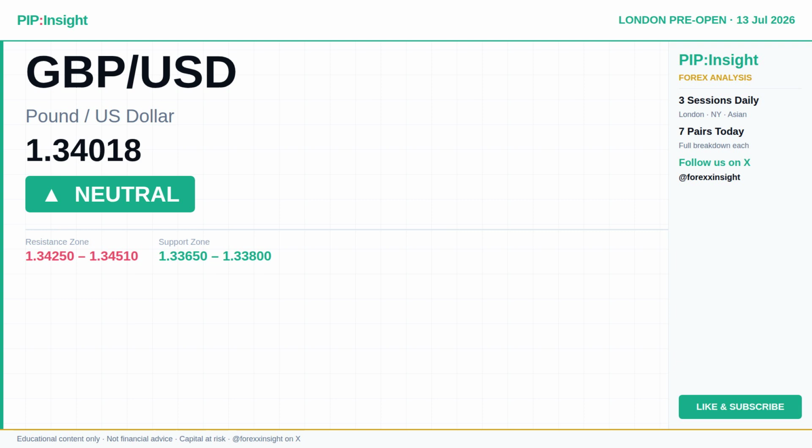Pound-Dollar. The chart is showing tentative bullish structure on this session. The 1-hour is also pointing higher. Resistance is marked between 1.3425 and 1.3451. Support is marked between 1.3365 and 1.338. Here is the full chart breakdown.